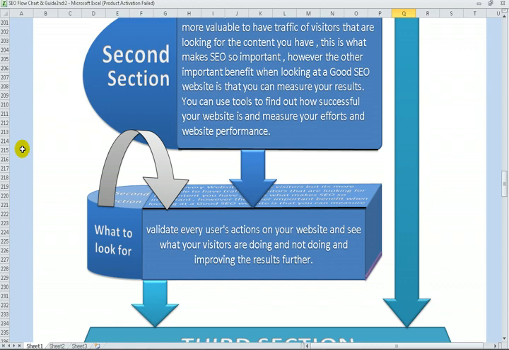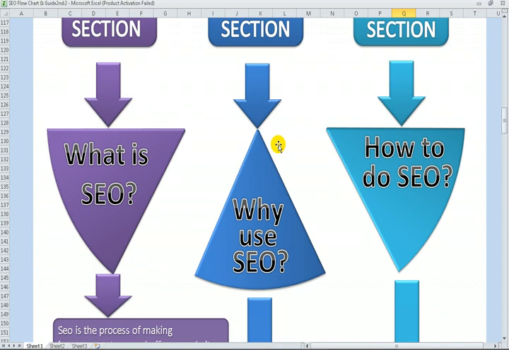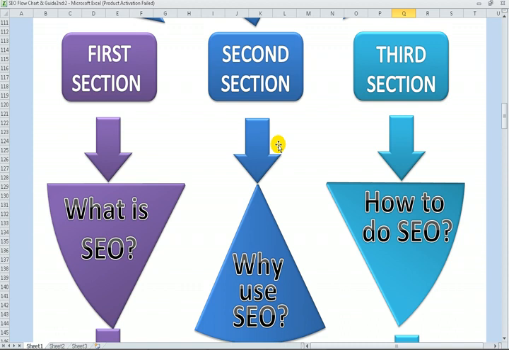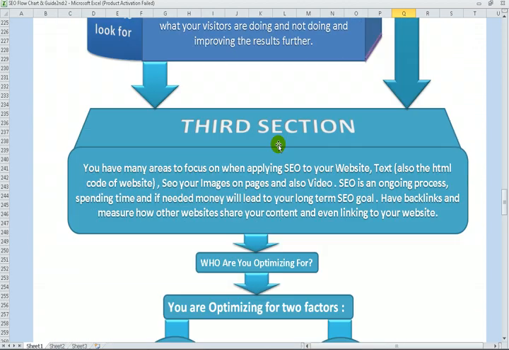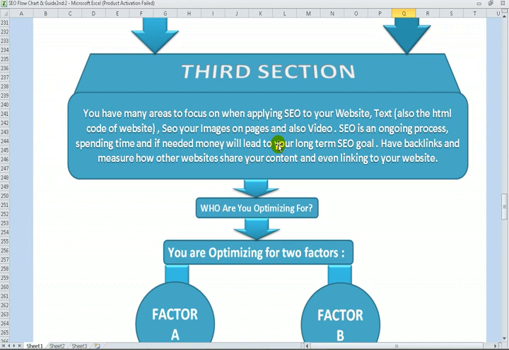So now we'll go to section 3. Section 3 says, the third section is how to do SEO. So now you will understand a little bit more about how to do SEO on your website. So we'll scroll down, third section. Okay, so the third section.